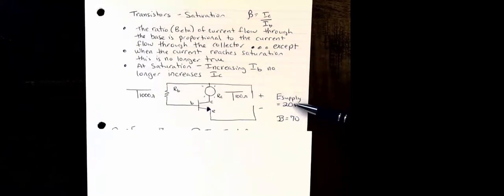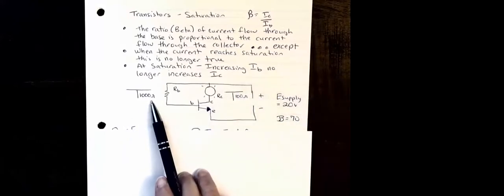I've got some givens here. I've given you a power supply of 20 volts. Beta, we're saying, is 70. And my load is 100 ohms. And my base resistor is set at 1,000 ohms. So those were your givens.